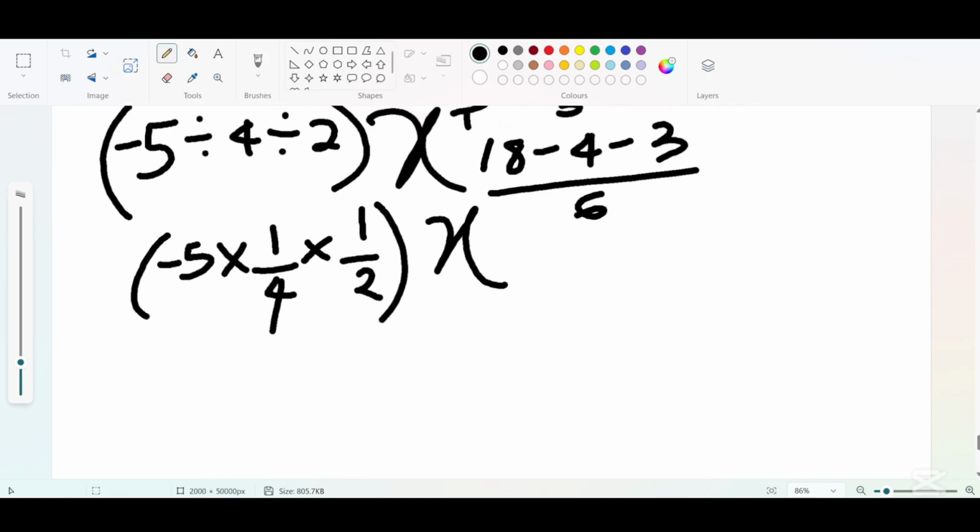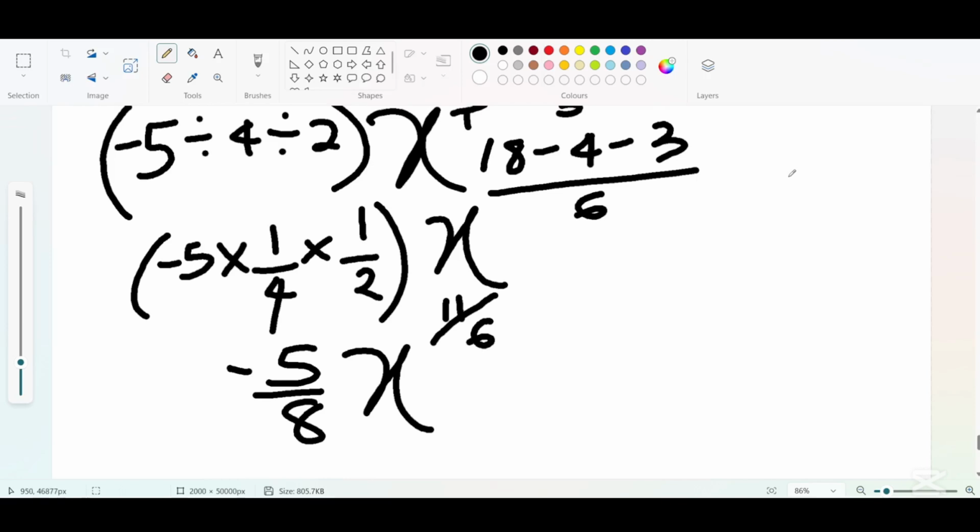Add the powers and multiply. If cutting is possible, we also cut. Well, as we can see from here, cutting is not possible, so we say 5 times 1 times 1, so that's going to be minus 5 all over 4 times 2, 8, and x raised to power 18 minus 4 minus 3 is going to be minus 7, right? So 18 minus 7 is going to be 11, right? So we have 11 all over 6. So this is going to be the final answer.